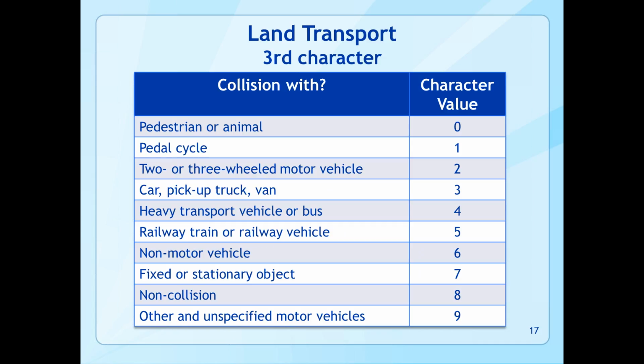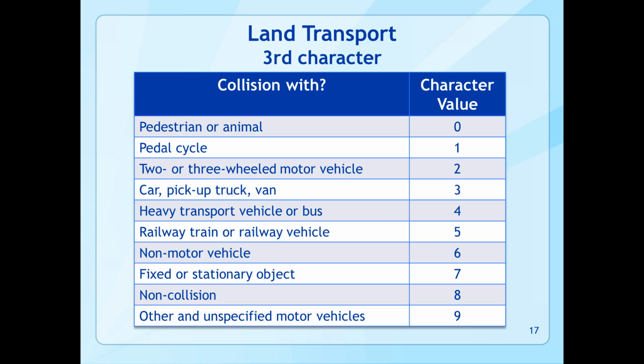The second question in determining the appropriate transportation code is to identify who or what the injured person collided with. This information is captured in the third character of the code. So this table shows the different values for the third character. For example, in the code we just looked at, V11.0, a bicyclist that collides with another bicyclist, we know that the code we're looking for is in the range of V10 to V19 because the person who was injured was a bicyclist.